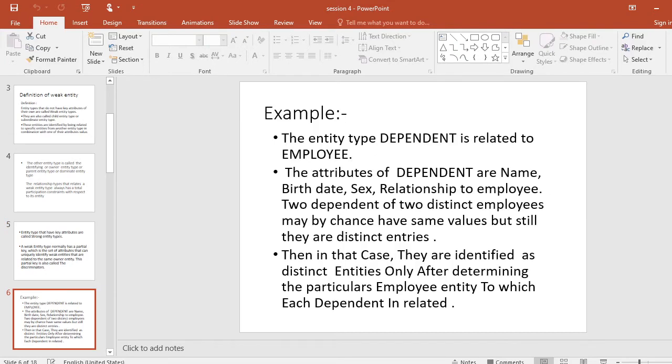Example: the entity type dependent is related to employee. Another example, the attributes of a dependent are name, birth date, sex, relationship to employee. Two dependents of two distinct employees may by chance have the same values, but still they are distinct entities. They are identified as distinct entities only after determining the particular employee entity to which each dependent is related.